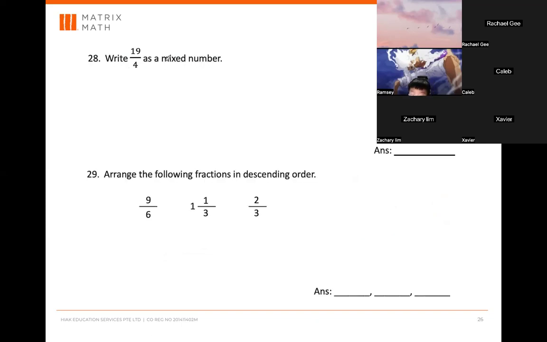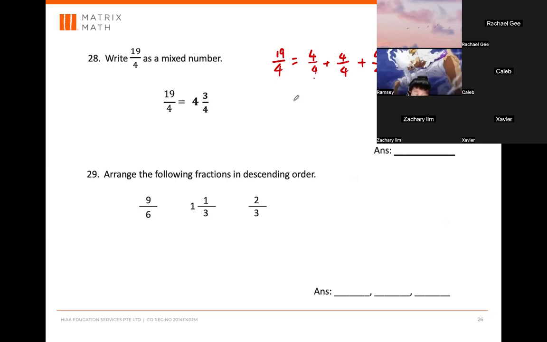Question 28. Write 19 over 4 as a mixed number. This is an improper fraction. So for the mixed number, 19 over 4, you will have 4, 3 over 4. There are actually a few ways of doing it. To give you a whole number, you need to see how many 4 over 4 you can take out. That's one way. You can take out 1, 2, 3, 4. So that's why you have 4 wholes.